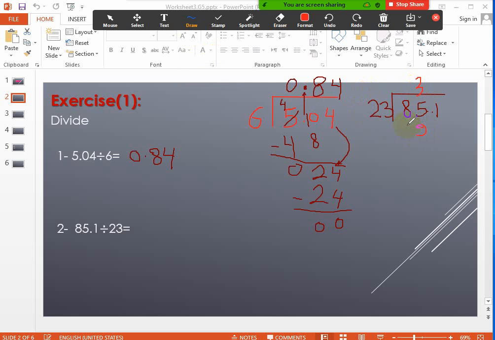6. Very good. Now I will subtract 5 minus 9. No, I have to borrow here from the 8. So it will be 7 and this one will be 15. 15 minus 9.